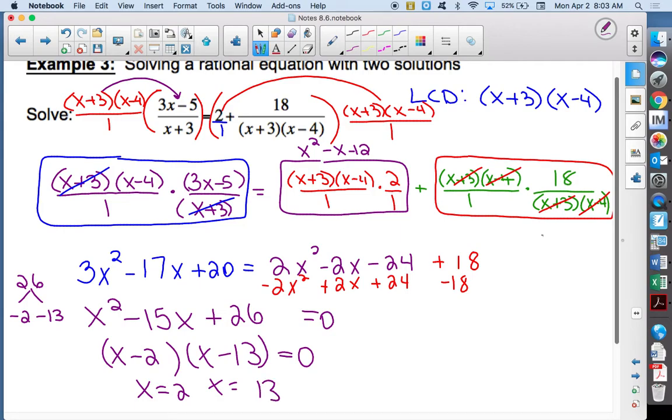Don't forget to do a mental check. Plug them back into the denominator. Make sure it doesn't make the denominator equal to 0. So 2 plus 3 is okay. 2 minus 4 is still not 0. Plugging in the 13, 13 plus 3, 13 minus 4, not making the denominator equal to 0. So both of these would be our solutions.